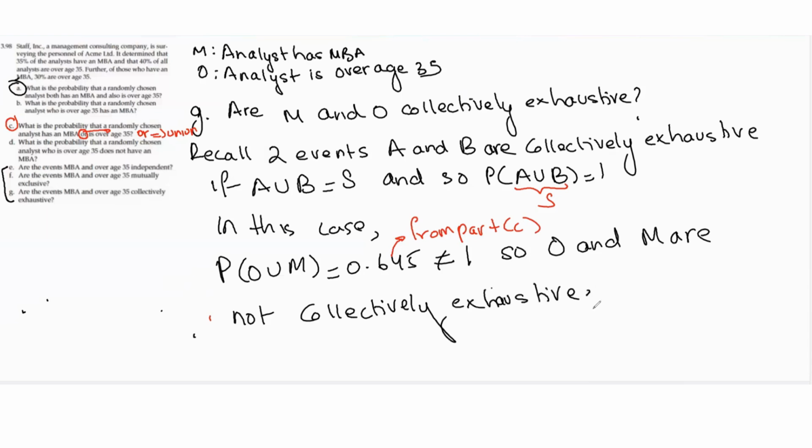So remember, if you want to see whether two events are mutually exclusive, the intersection should be the null set, and so the probability of that intersection should be 0. In this case, we found the probability of intersection of O and M is not 0, so they're not mutually exclusive. If two events are collectively exhaustive, the union should be equal to the sample space, and so probability of the union should be equal to 1. In this case, we saw the probability of O union M is not equal to 1, so they're not collectively exhaustive.